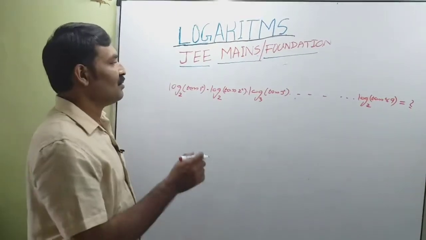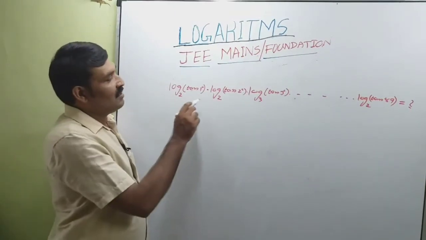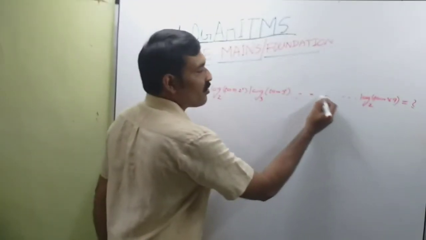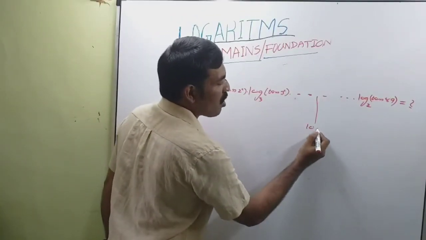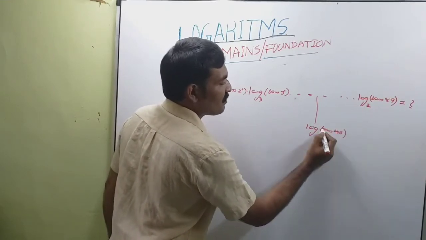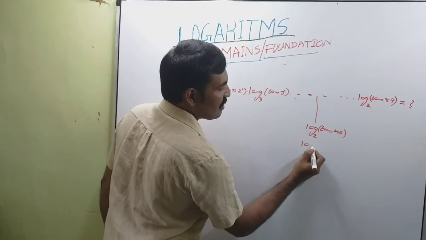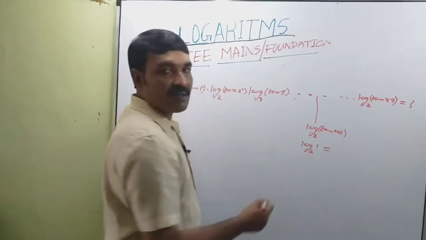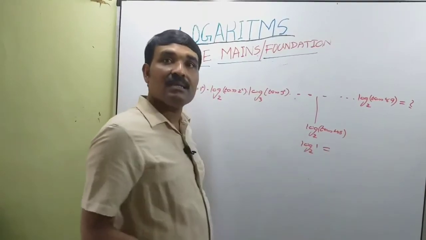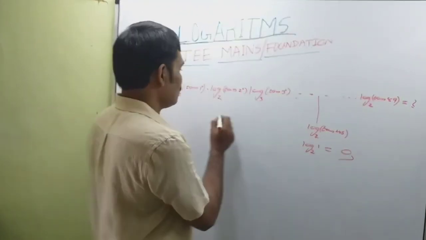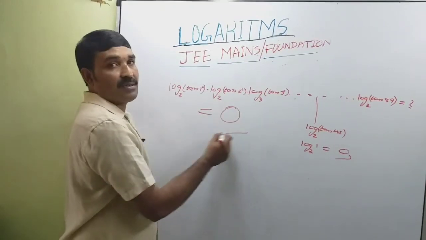Now look at this question. Here one term becomes log of tan 45 to the base 2, that is log 1 to the base 2. The value of log 1 to any base is equal to 0, so all the terms are multiplied by 0. So the answer is equal to 0.